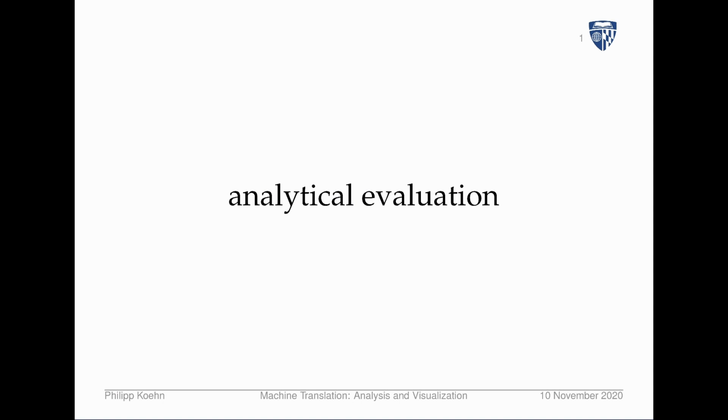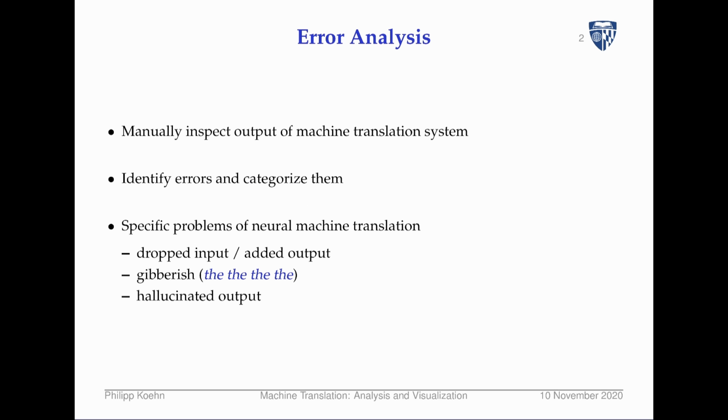Let's first look at analytical evaluation. So this looks at evaluation again, but more with a focus on what kind of mistakes a machine translation system makes. This all falls under the category of error analysis. The idea is basically to manually inspect the output of a machine translation system and then identify errors and categorize them. That's probably the first step. Another step further down the road might be to automate this process somehow. But very often we just do a very manual process of finding errors and their categories.